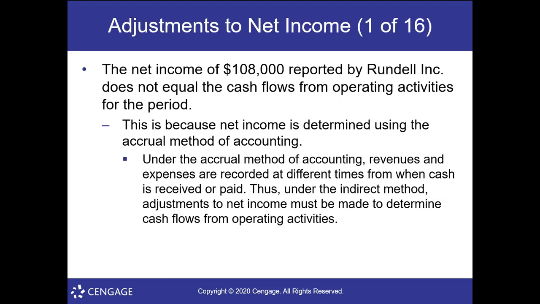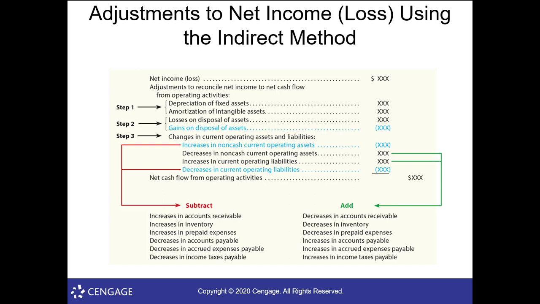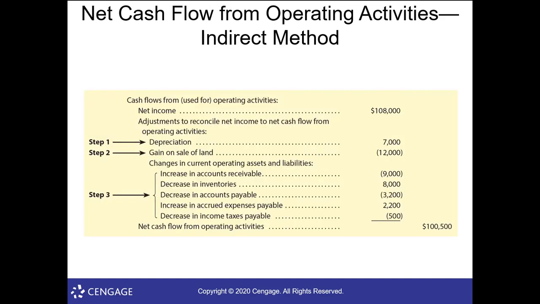So we're going to start with the net income of 108, and then we're going to add any non-cash or non-operating items from the income statement. And then we'll do changes in current operating assets and liabilities, so increases or decreases depending upon whether it's an asset or a liability. So we started with the 108. We add back the $7,000 depreciation. We then subtract the $12,000 because the $12,000 increased the net income up to 108. We want to decrease that to get back to just operating activities.